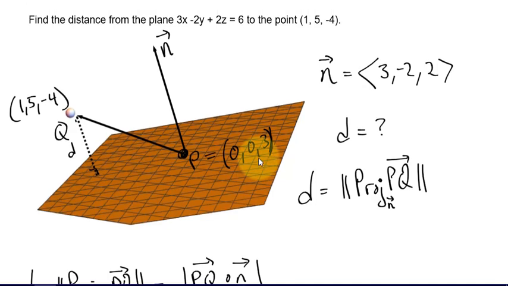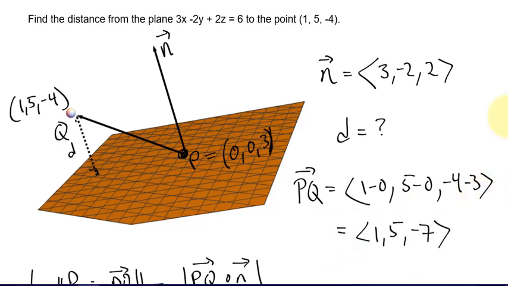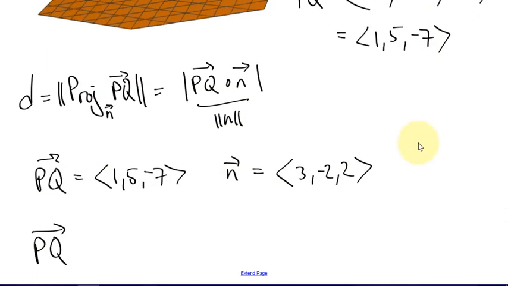So then I still need to get the vector PQ. Terminal point Q, so it's going to be 1 minus 0, 5 minus 0, and -4 minus 3. Okay, so there I have the vector PQ is 1, 5, -7. This right here is vector PQ. And I've already got the normal vector off the equation, 3, -2, 2. And I'm calculating that distance d using this formula for the value of d.